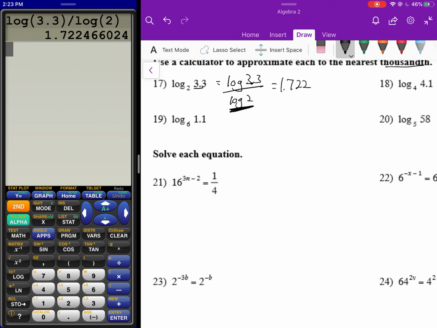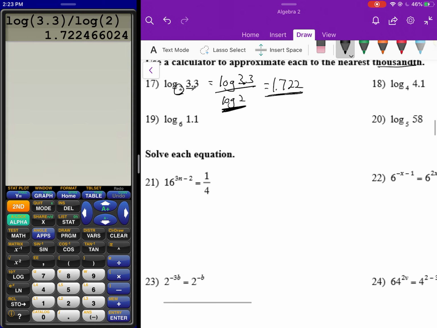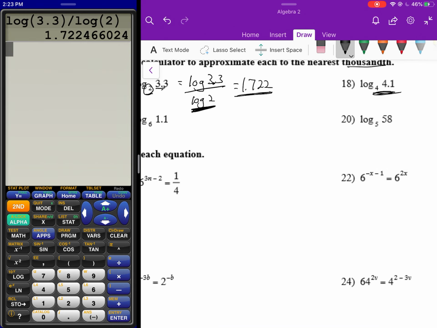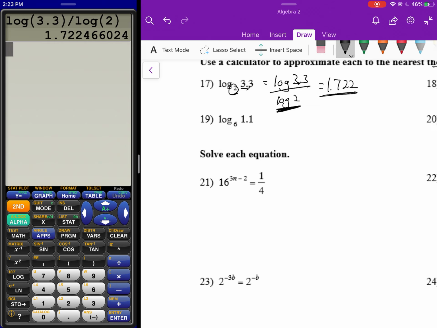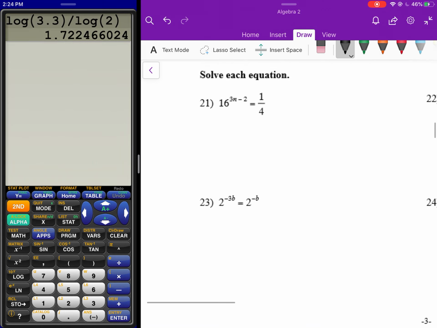Now, I'd like to think through this sometimes: this means 2 to the 1.722 power will give me that 3.3. And so 18 through 20 are all the same idea. Notice here in number 18, you should really get a number that's really close to 1, because 4 to the first power gives you 4, so we're just a little bit over 4. But I wanted to point out number 19 also, to get a number 1.1 that's lower than 6, you're going to have a negative. But you'll get to that.